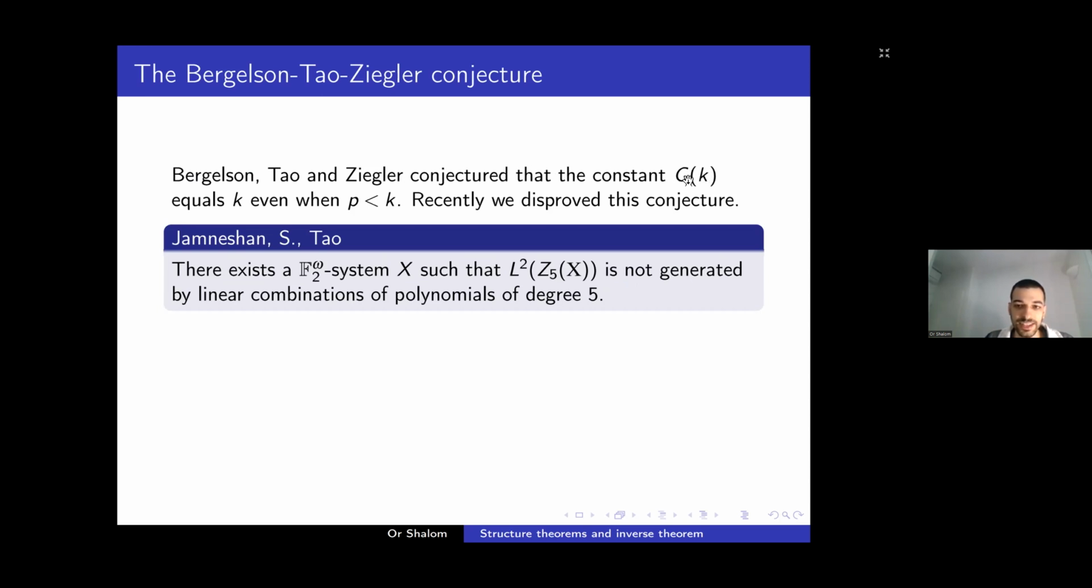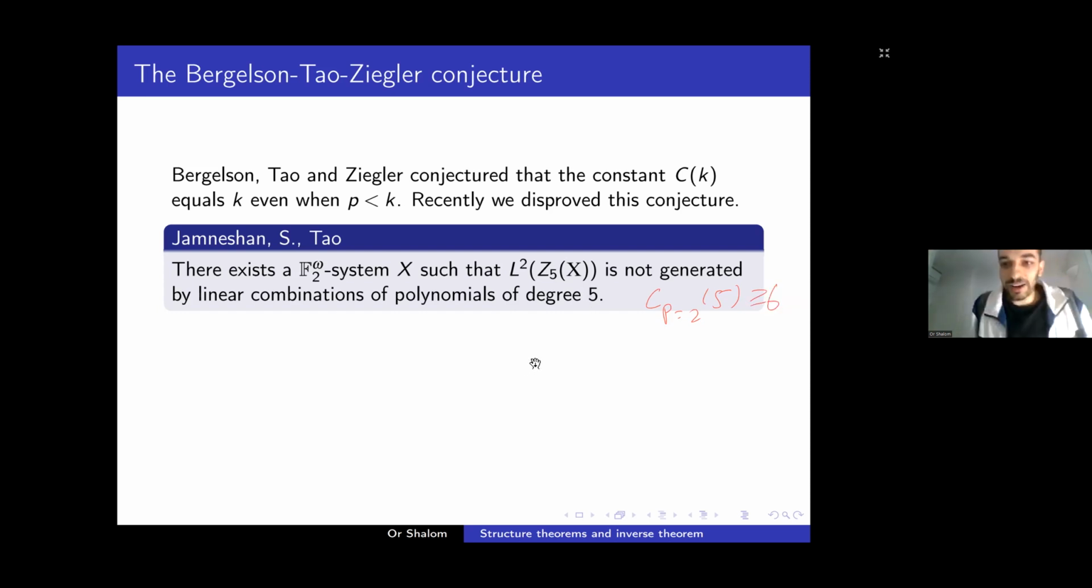It turns out that this ck may be larger than k, and specifically, if you consider the characteristic 2, F2 omega, then you can find a system X whose fifth Host-Kra factor is such that the functions on this factor cannot be approximated by polynomials of degree 5. So this means that when p equals 2, this is at least 6.